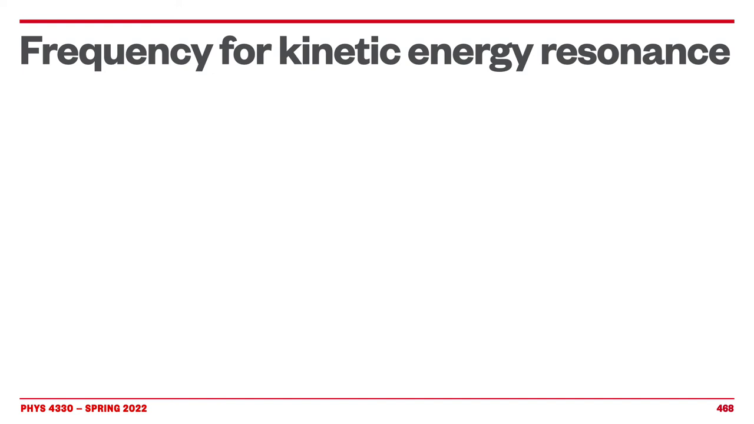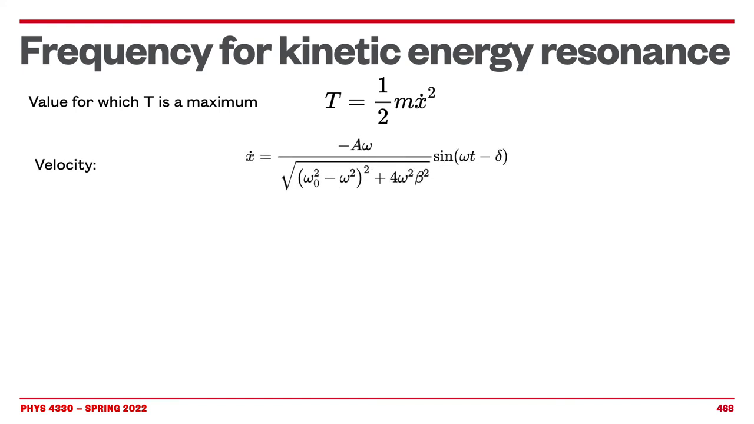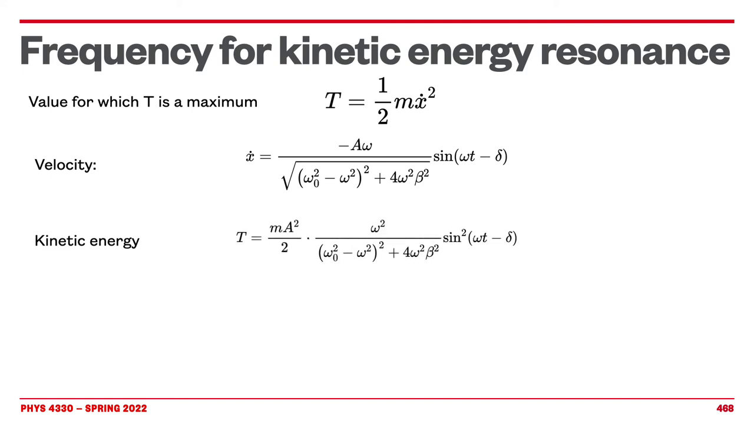kinetic energy? It's pretty easy to calculate because we know that the kinetic energy is just 1/2 m x dot squared. We know x, so x dot is easy to calculate, just like this. And if we calculate the square, we obtain an equation like this. Now, the problem is that we don't like an equation like this because this is the kinetic energy as a function of time. We would like to get rid of the time.